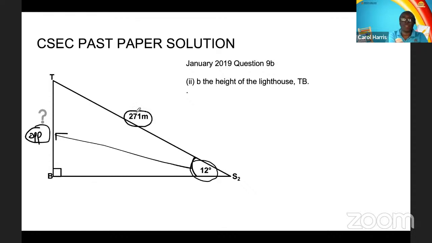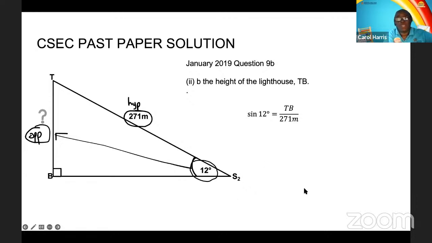Danae is typing in the chat that sine of 12 will be equal to TB, which is X, which we don't know, divided by 271. Deshaun, I couldn't use cos because I have not been given BS1. I don't know the length of the adjacent side. I'd have to use sine because I'm given the side opposite as well as the hypotenuse. And then I would substitute and manipulate my equation to get the length TB.